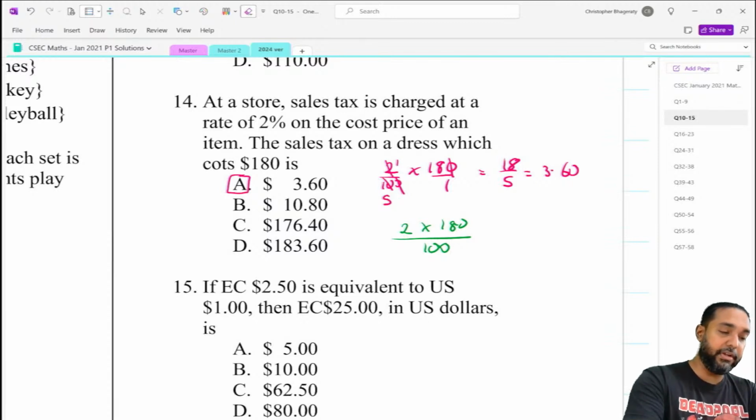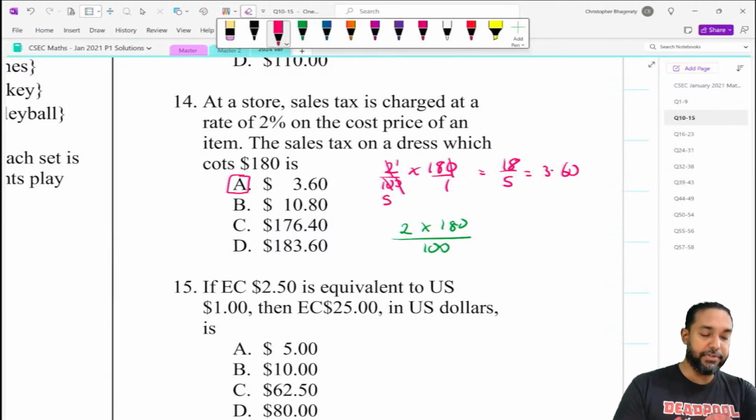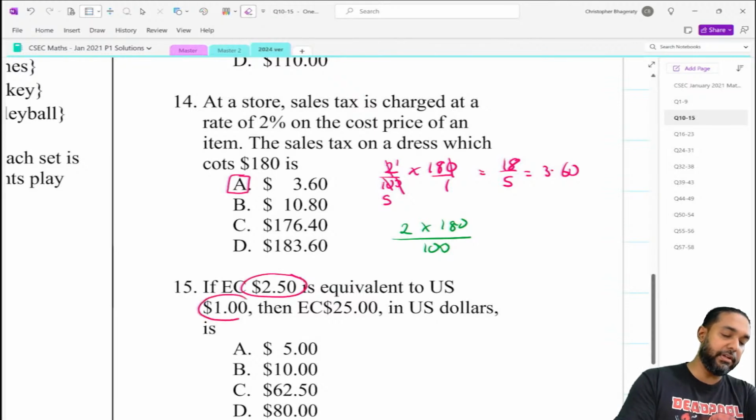Right, and we saw that in the previous paper. If EC 250 is equivalent to US $1, and EC 25 in US dollars is, right, so it costs you 250 cents for a doubles, right? And if you have $25 to spend, you could take your 25 and divide by the price per doubles, and you would get 10. So B is the answer here.